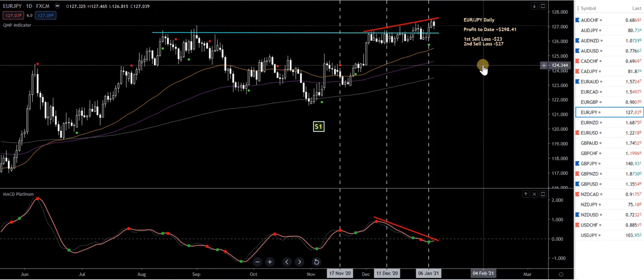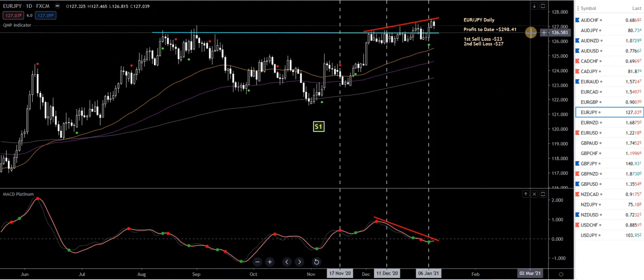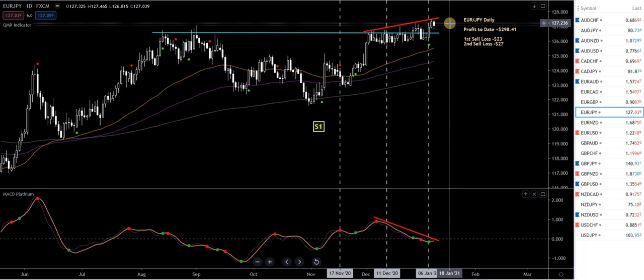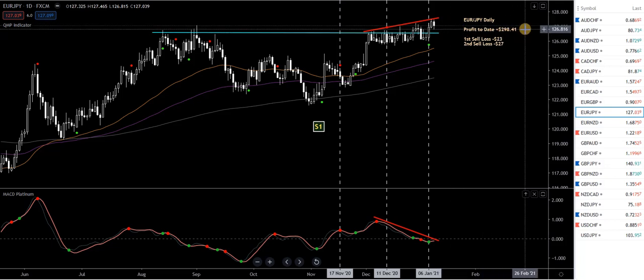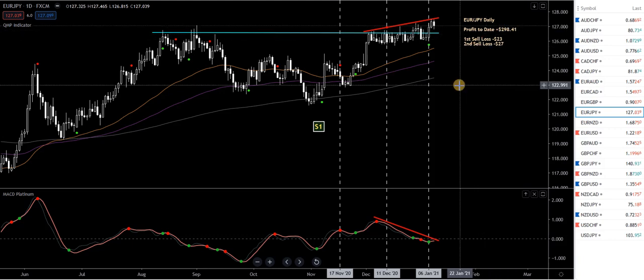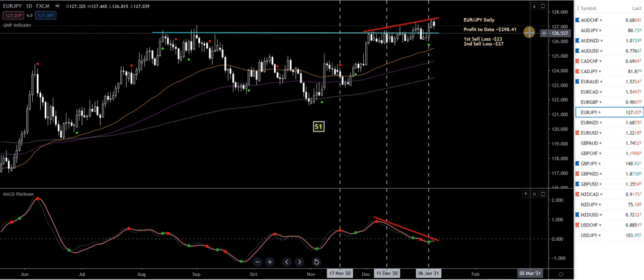So yeah, at the moment, nothing. I generally like trading the euro yen, but I haven't made much profit on it. I don't know why. It's a pair I do like to trade, and it's let me down a little bit, but still, I'm still in positive, so that's good.